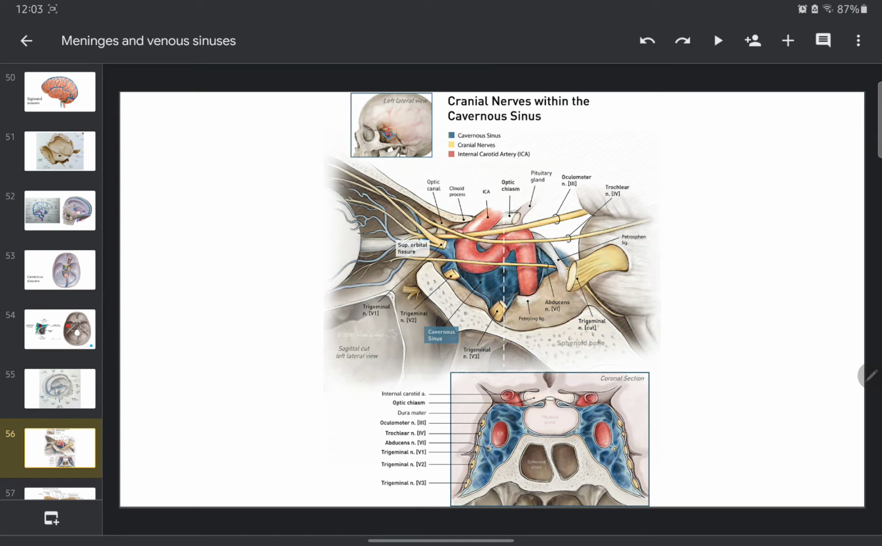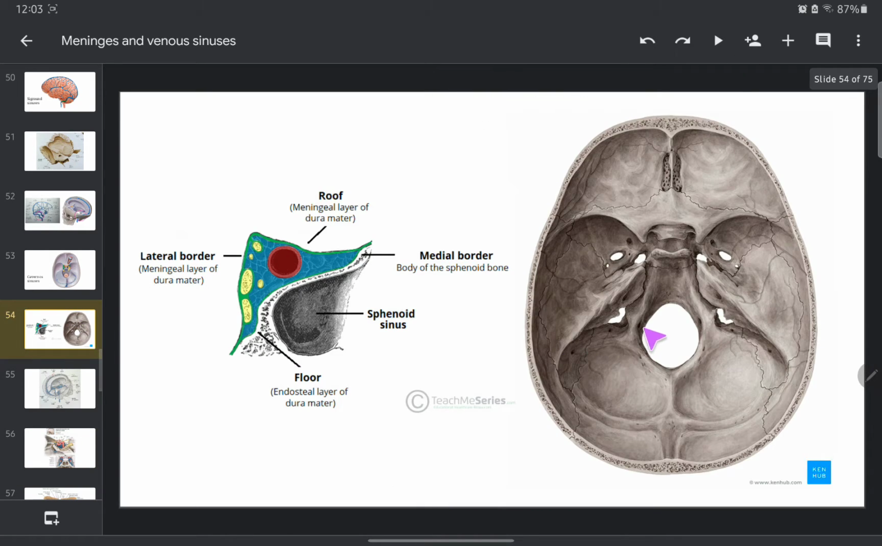So here we have the temporal bone, and this is the petrous part of the temporal bone. This is the apex of the petrous part of the temporal bone. So it extends from the superior orbital fissure to the apex of the petrous part of the temporal bone. And now what is this venous structure?